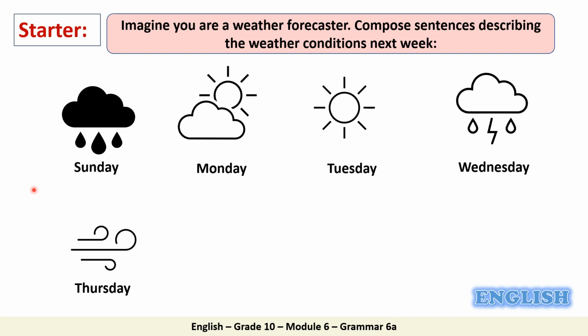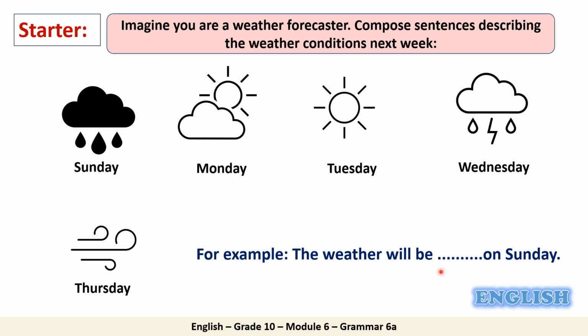We can say, the weather will be, for example, rainy on Sunday. This did not happen yet. We are predicting the weather. Or it might be cloudy on Monday, and so on.